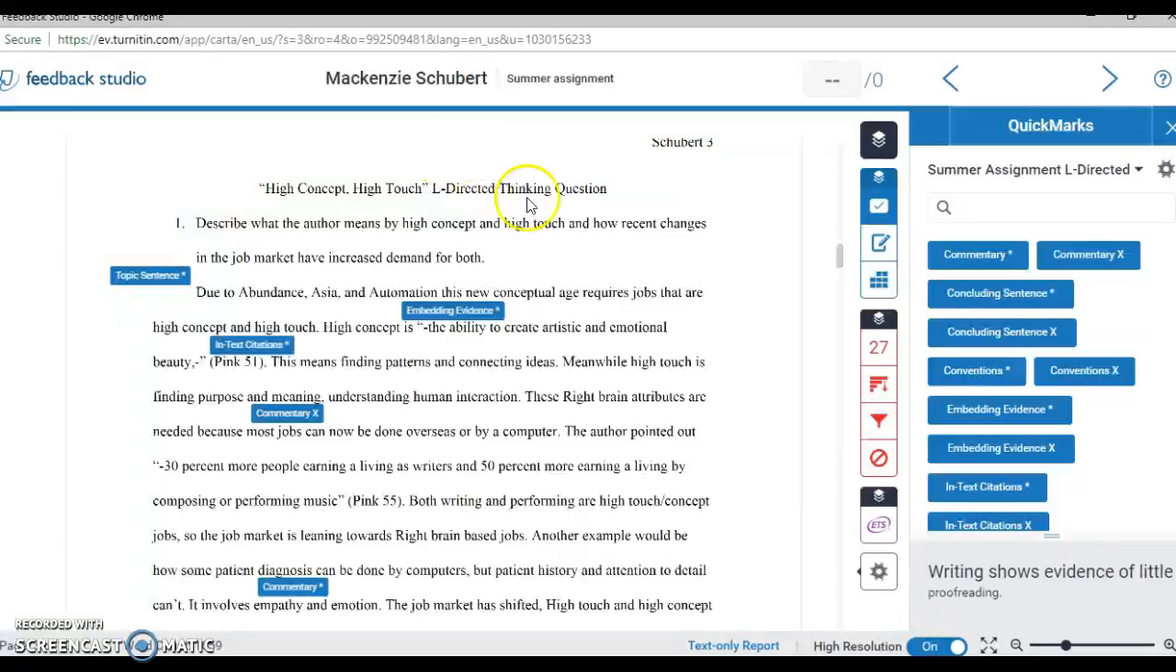All right, so starting off in a body paragraph, which is this kind of structure, the first thing that I always look for is a strong topic sentence that really answers the question and sort of previews what's going to come in the paragraph. I think you did a nice job, Mackenzie, of explaining why high concept and high touch have increased in the job market. You talk about these different factors. The only thing I would change about this is maybe giving a brief explanation of what high concept and high touch are, since that is part of the question as well. But overall, pretty good topic sentence.